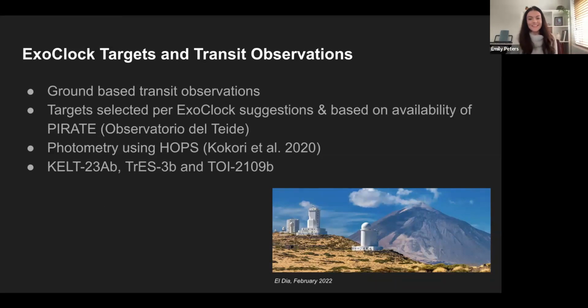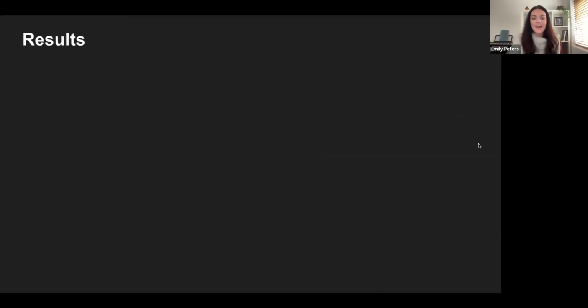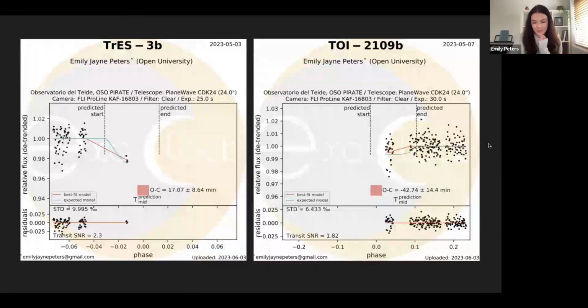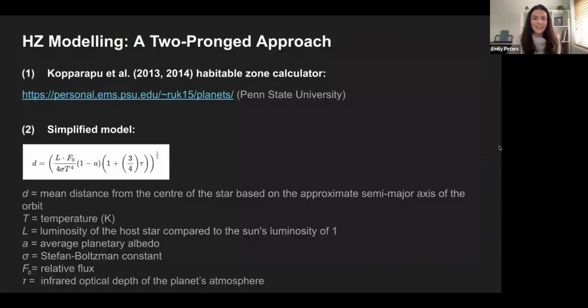I attempted many more targets, but unfortunately the weather was working against me. So I did just include these 3 targets in the study, and managed to get a couple of confirmations and then a couple of failed observations, as you can see. But the planets are very much there and were transiting. It was just one of the issues from observing from the ground, unfortunately.